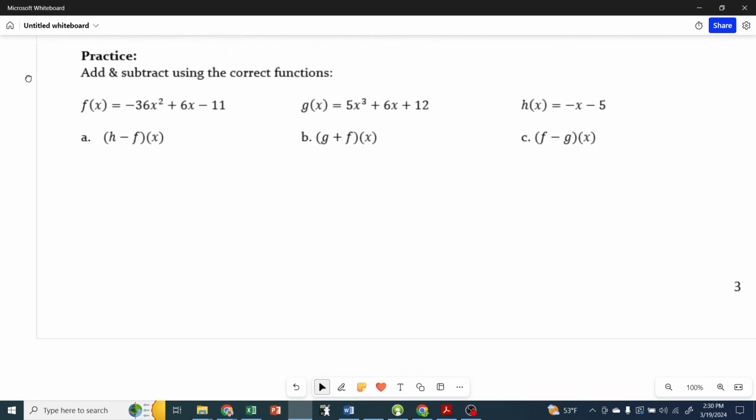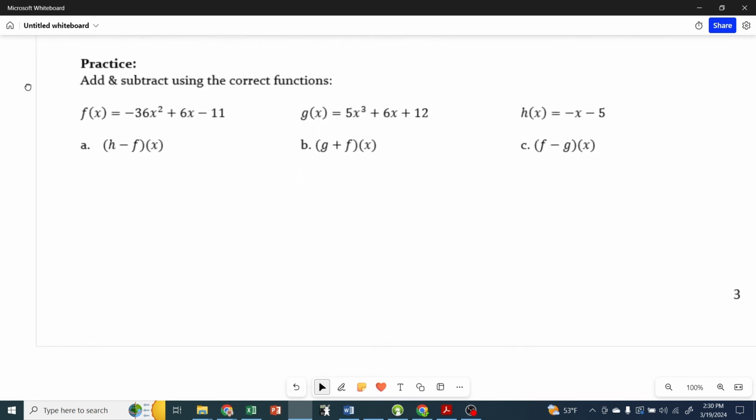All right. So now they give us a list of these functions and they add and subtract them. So go ahead, we'll pause right here and then we'll take a moment and you guys will go over each of these.